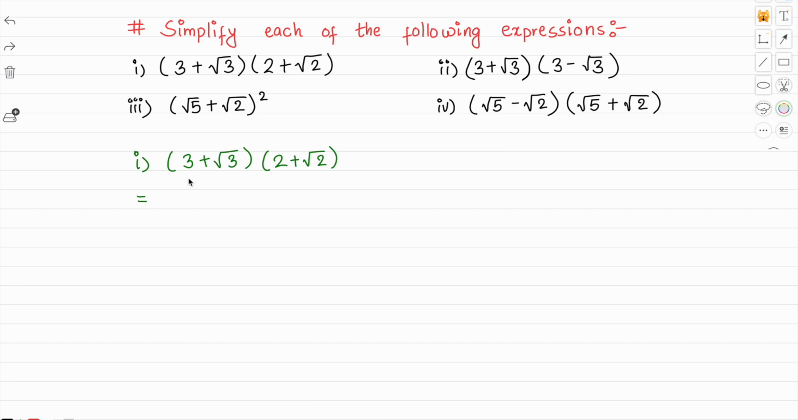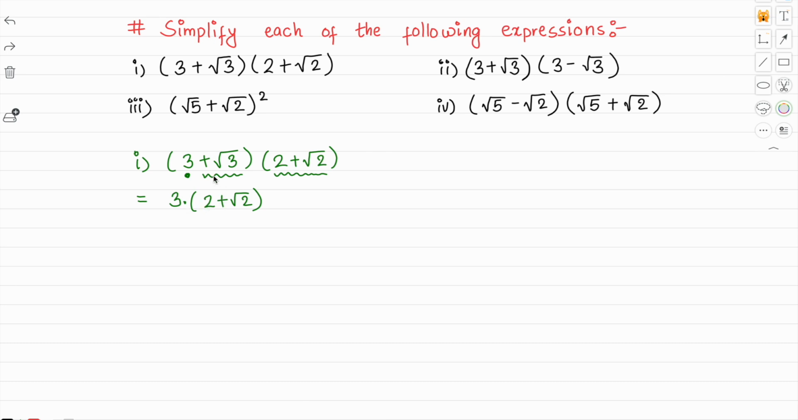So the first thing that you do when you try to multiply these things is first you multiply this entire 2 plus root 2 by this 3, and then again you multiply this 2 plus root 2 by our plus root 3. Okay, so first let's just write our 3, and then we write this 2 plus root 2 over here like this. So it's still in the bracket, and we are going to multiply this 3 and this 2 plus root 2 in our next step.